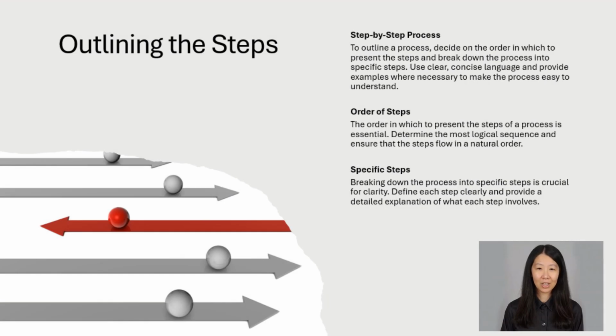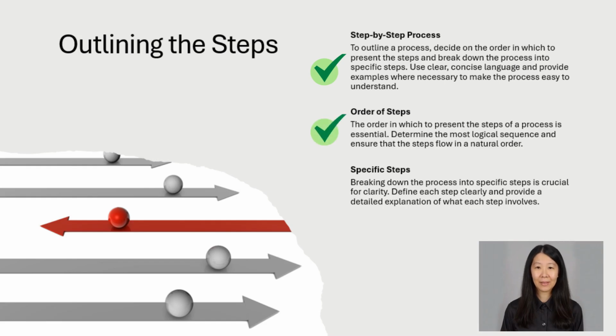Once you've selected your topic, the next step is to outline the process. Let's break this step into three main points. Step-by-step process. Begin by breaking the process down into individual steps. Decide on the order in which to present them. Use concise language and, when necessary, provide examples to help your readers understand each step easily.